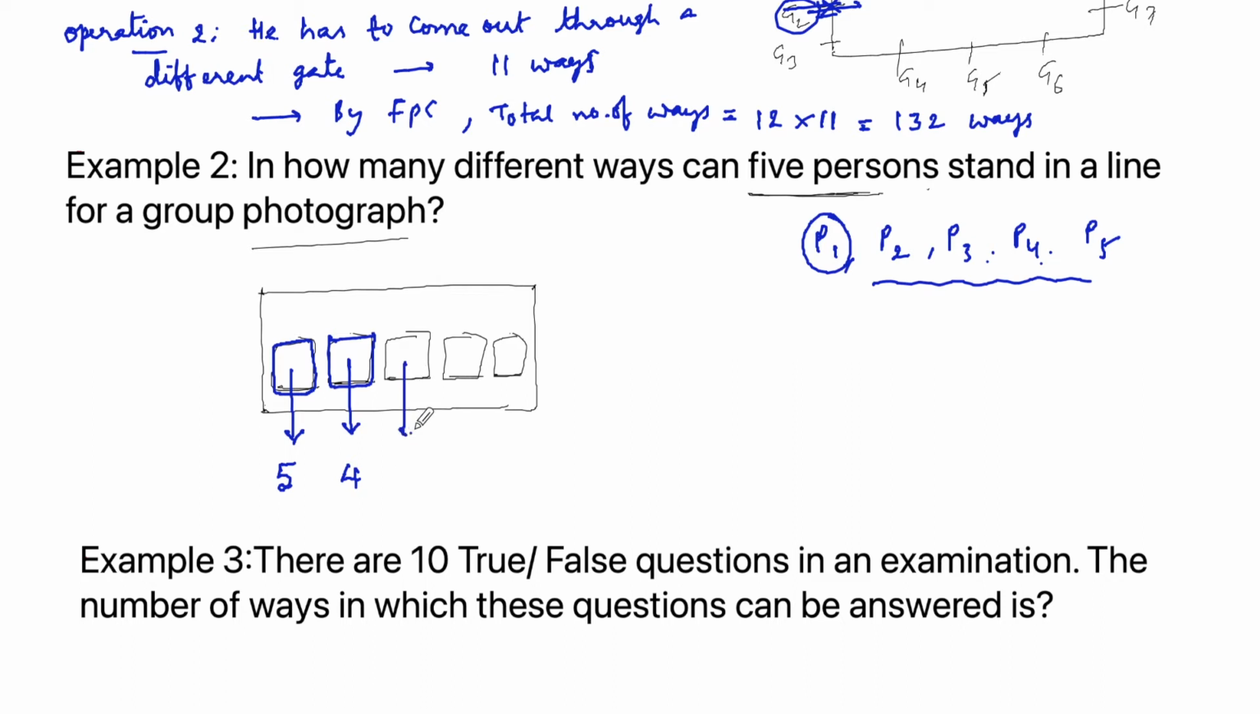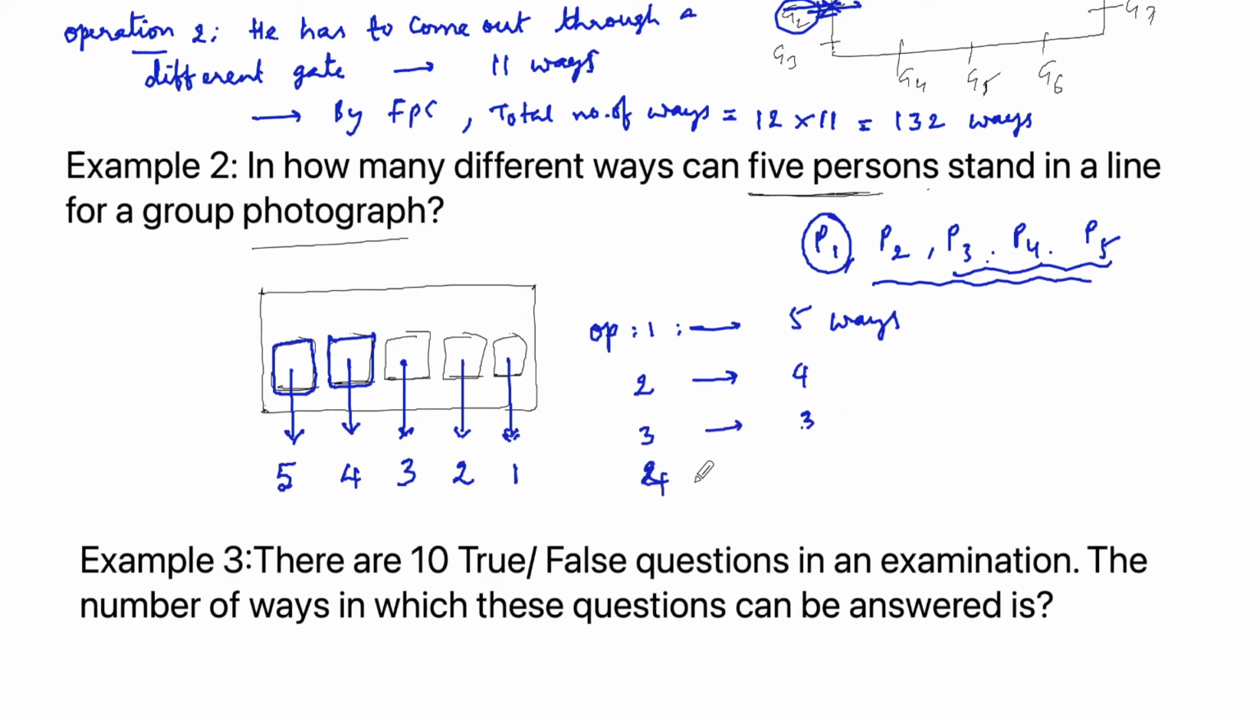For the third position, if 2 persons are already placed, then only 3 possibilities remain. Then if 3 persons are already placed, only 2 persons are left over, so there are two possibilities for the fourth position. Similarly, for the last position only one person is left. So we have done this in five different operations: operation one can be done in five ways, operation two in four ways, operation three in three ways, operation four in two ways, and operation five in one way.